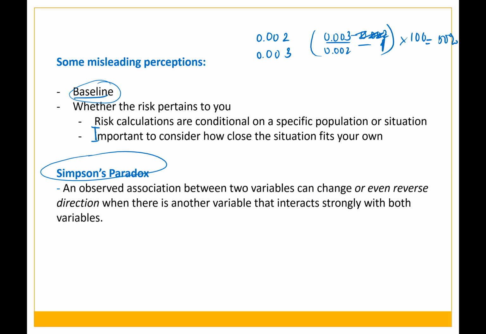So 3/5 is the same thing as 30/50, right? But there is a difference in the population in the example that we're talking about. So that's Simpson's paradox.